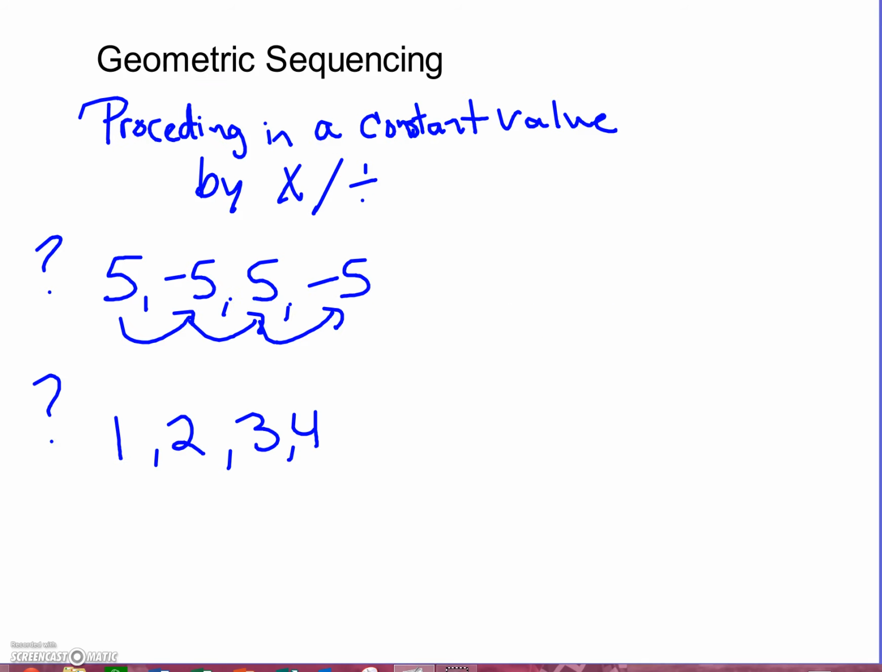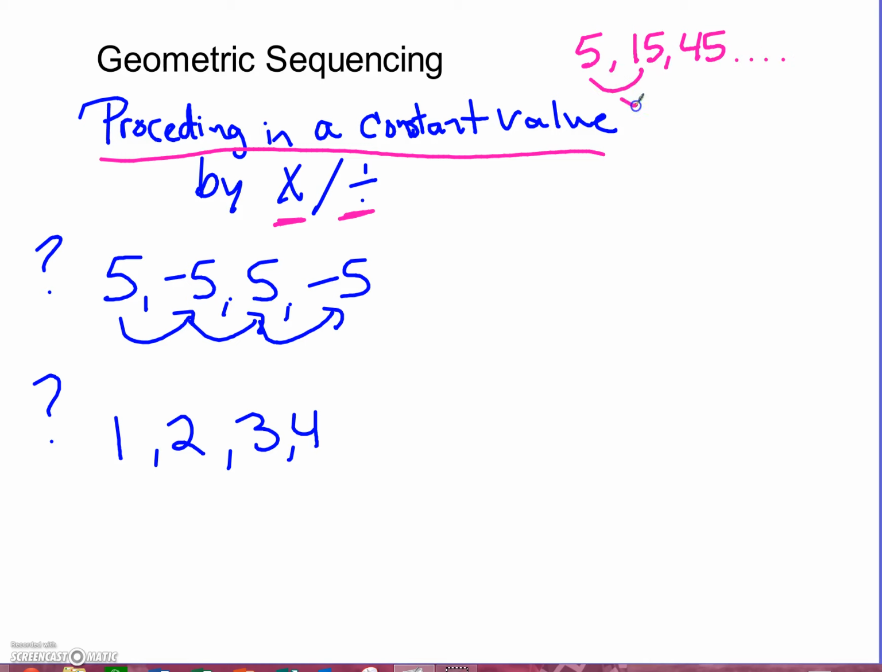Okay, remember this is proceeding at a constant rate by multiplying or dividing. So it's something like, okay, we have 5, and then we multiply it by 3, so we get 15. Multiply that by 3, we get 45. Multiply that by 3, and it's going to continue on. So I multiply by 3, multiply by 3. So it is a constant value, but we're multiplying.